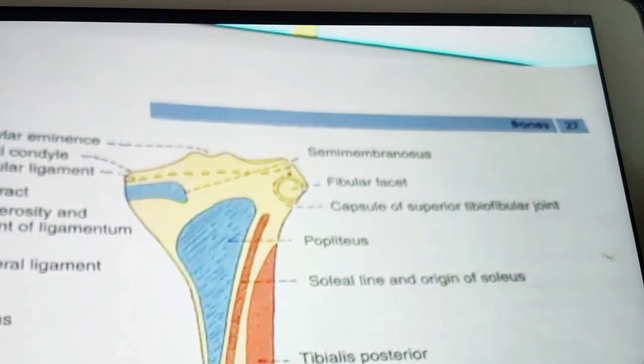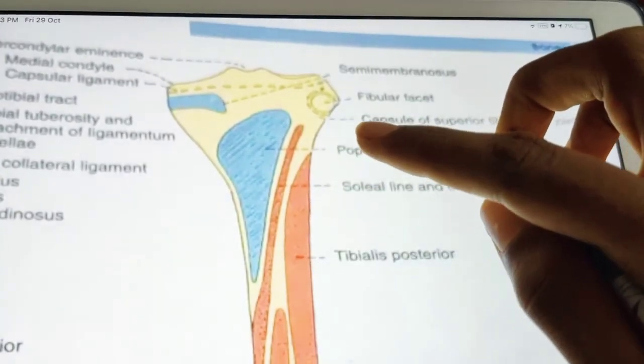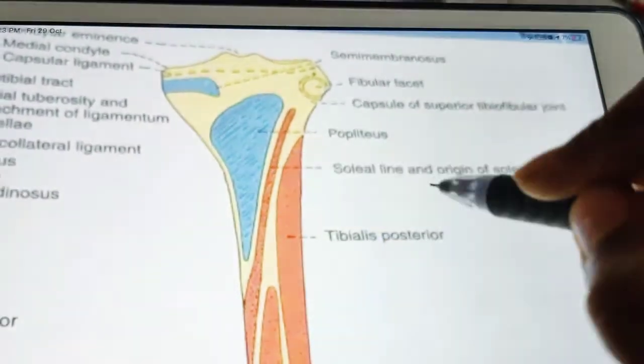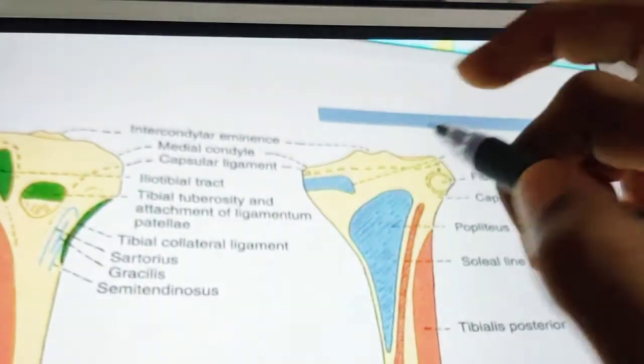Done. Let's come to the groove on the posterior surface. There is a groove on the posterior surface of the lateral condyle occupied by the tendon of popliteus. Okay, tendon of popliteus with its bursa. Now coming to attachments on the intercondylar area. Intercondylar area means this one.